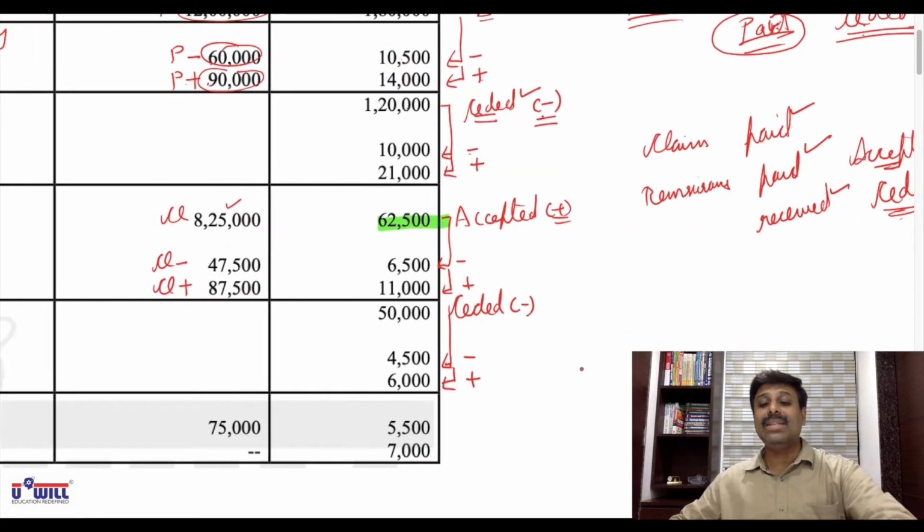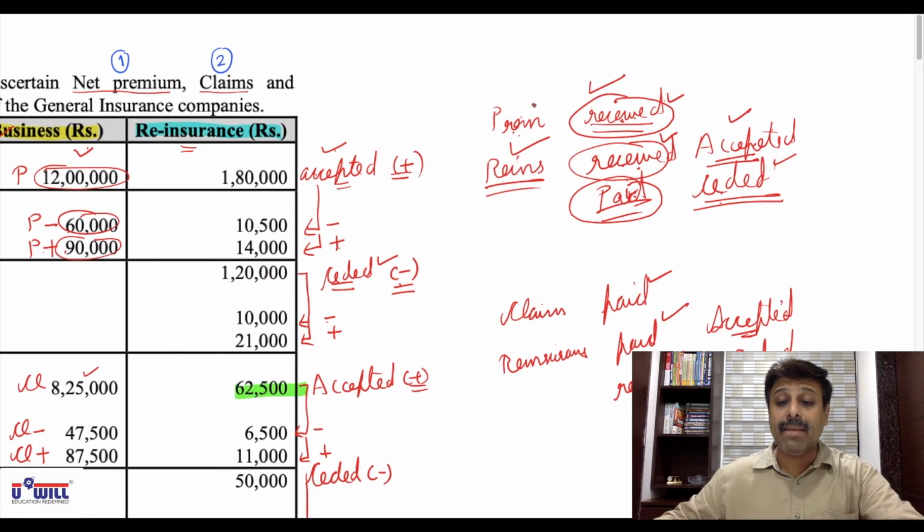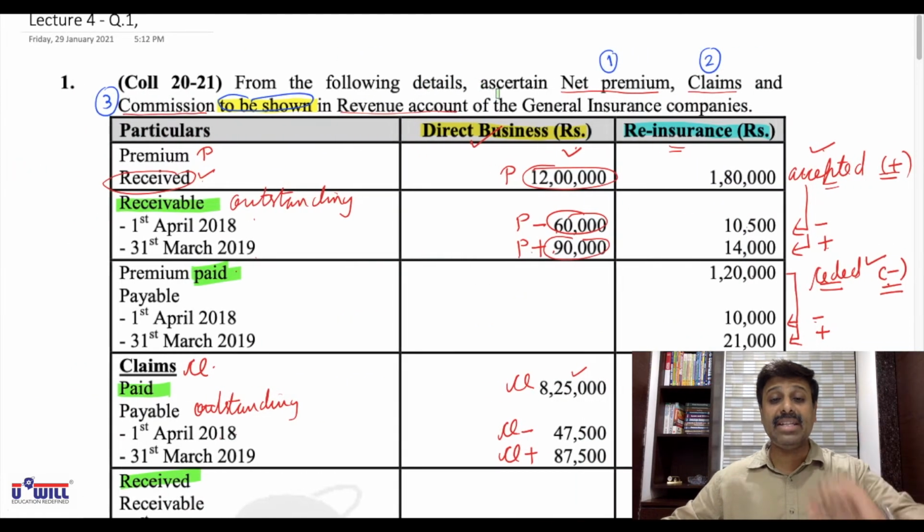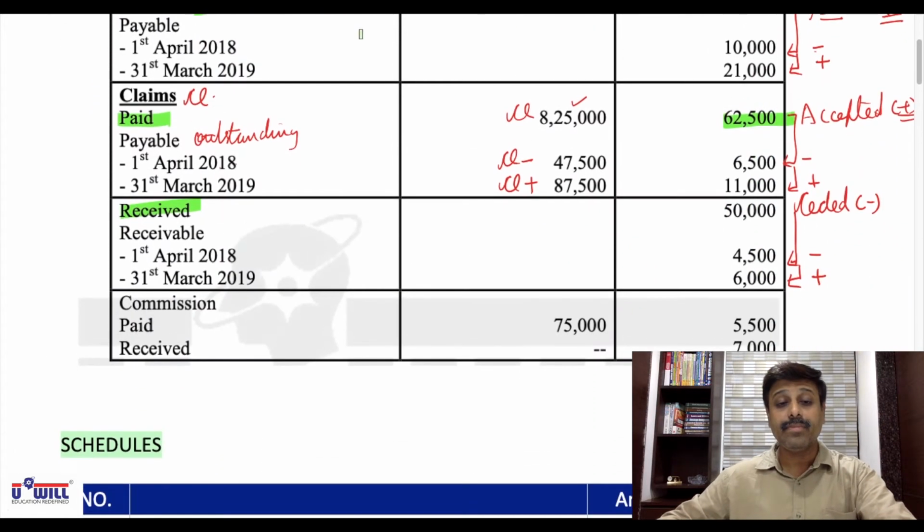Okay. So once again, premium we receive. So received is accepted, but paid is ceded. And claims we pay. So paid is accepted, but received is ceded. Keep this in mind. Any amount received, further received is accepted and paid is ceded. Any amount paid, further paid is accepted and received is ceded.